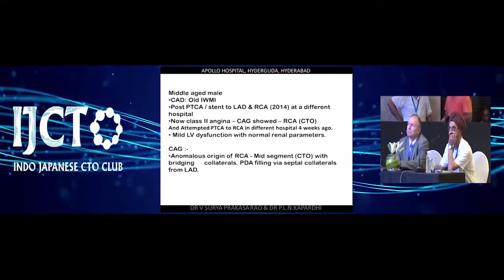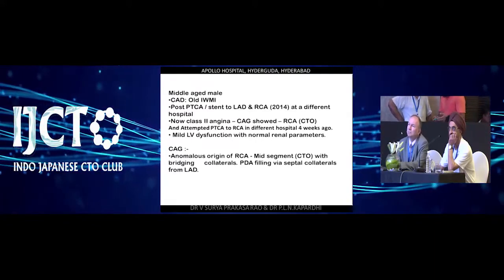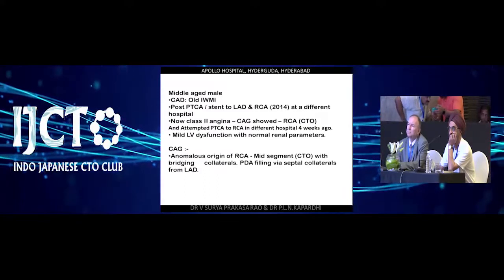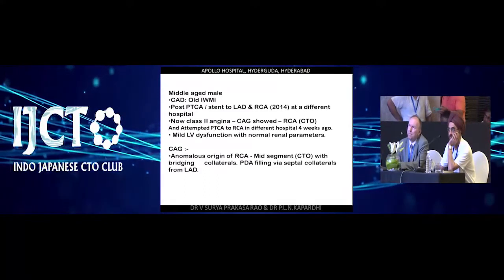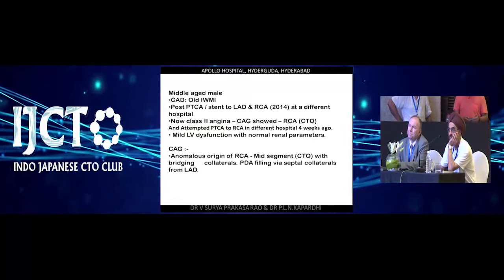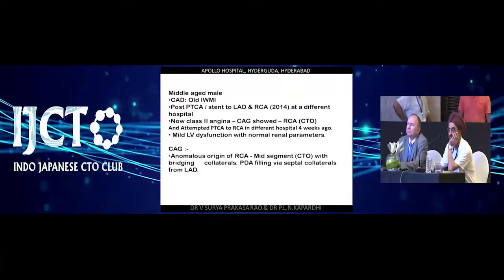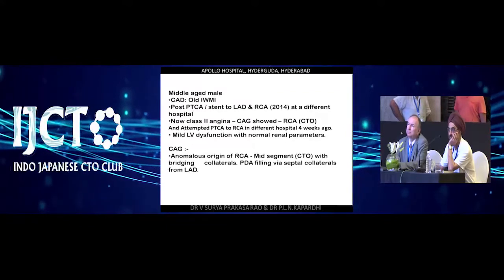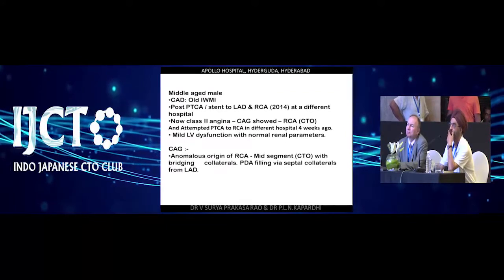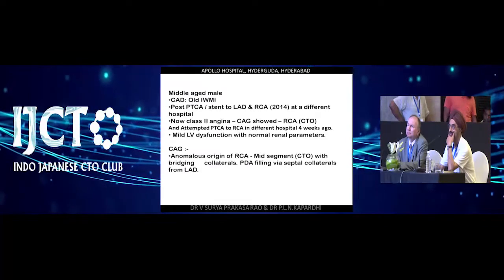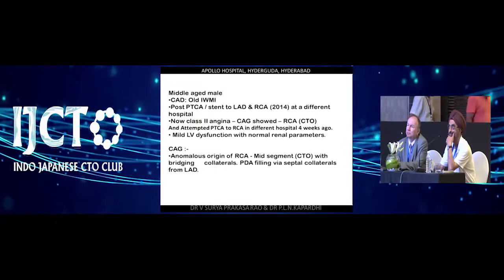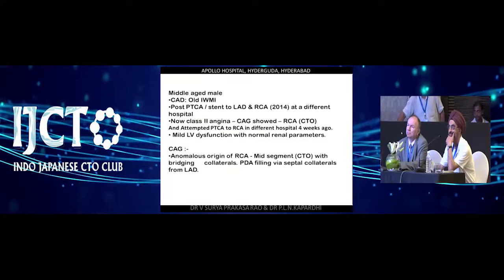The angiogram has shown the right coronary artery with a mid-segment total occlusion, and the left anterior descending artery stent was patent. Angioplasty was attempted in a different hospital 4 weeks ago. The patient has normal renal parameters with minor dysfunction. We will show the angiogram now.